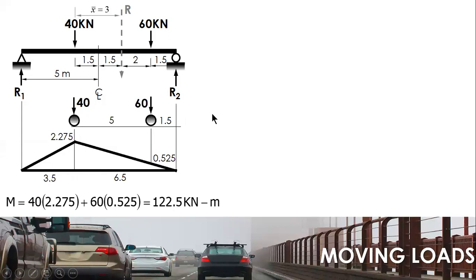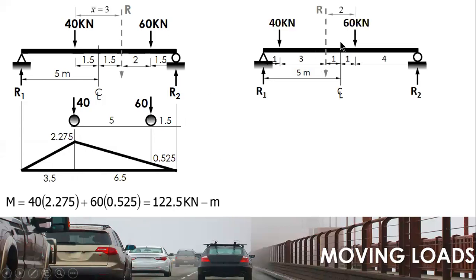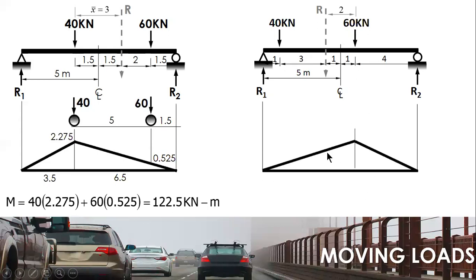122.5. And under the 60 kilonewton load, we will not cut at 60. So first, the influence line. This one is 6, and this one is 4. The value of this is 6 times 4 divided by 10, which is 2.4.